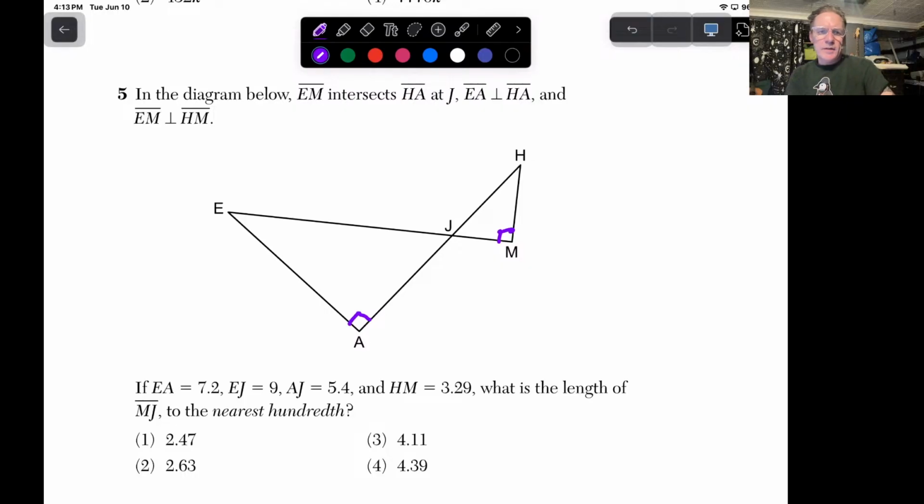Okay, so if EA is 7.2, that's this length here, EJ is 9, AJ is 5.4, and HM is 3.29.